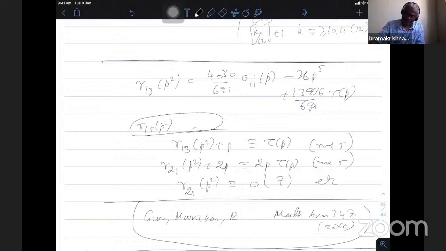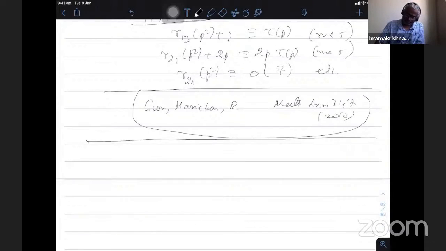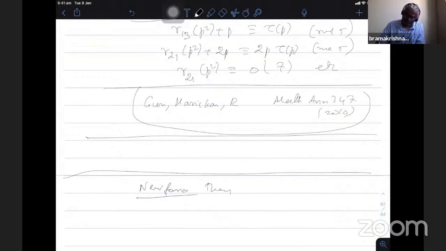I just mentioned some of the results, which I think one has to see for newform theory. Again, this is not complete. Whatever I'm saying, newform theory. There is a recent work of Balesh Kumar and Manickam. Before that, there is a paper of myself with Manickam and Jaban.